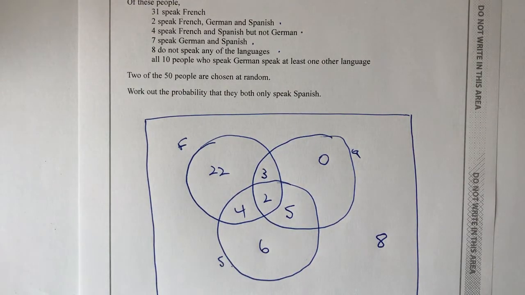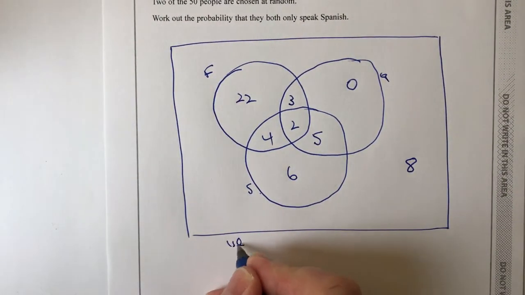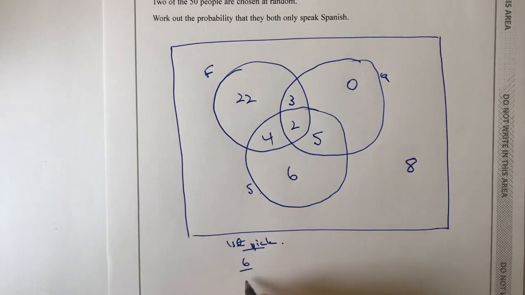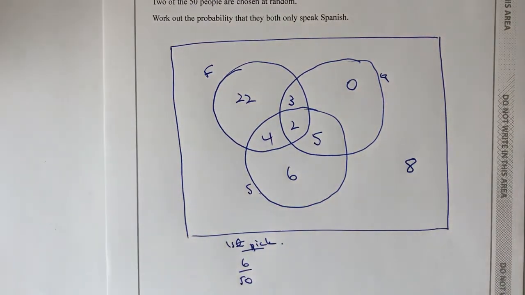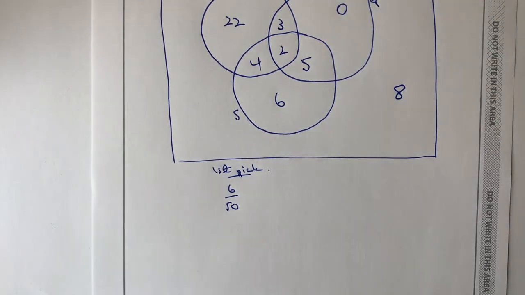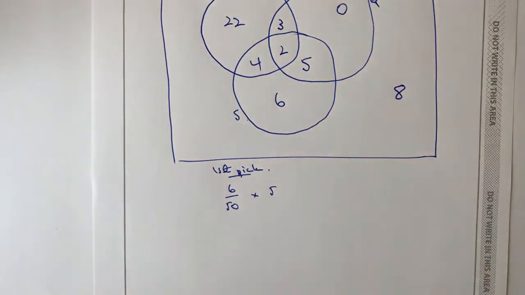Okay, so the first pick, the first time that we work out the probability, I would call it first pick, is going to be 6 out of 50, because there's 50 people altogether and 6 of them speak Spanish only. However, it means that if they pick a Spanish only speaker first, now we've only got 5 of them left and there's only 49 to choose from, because we've already picked out one of them from our previous first pick.